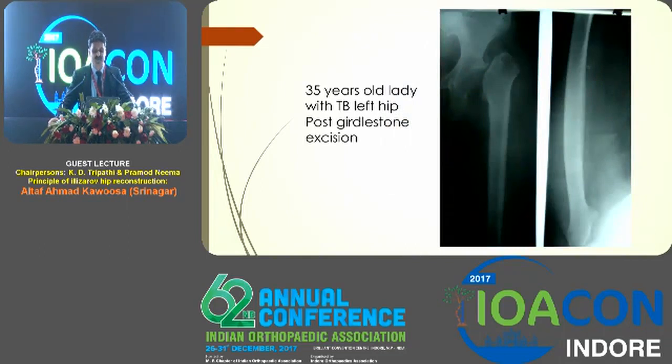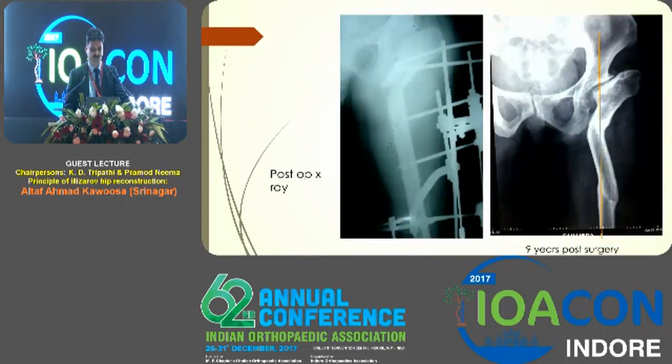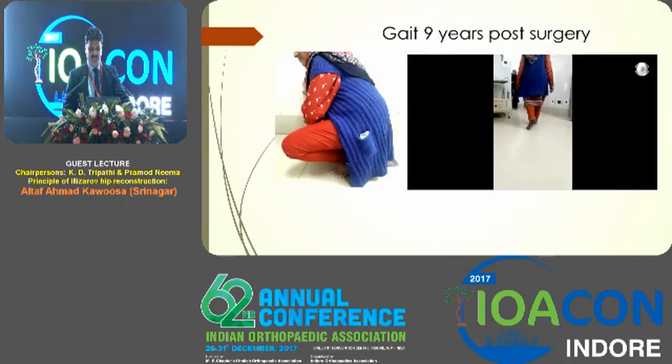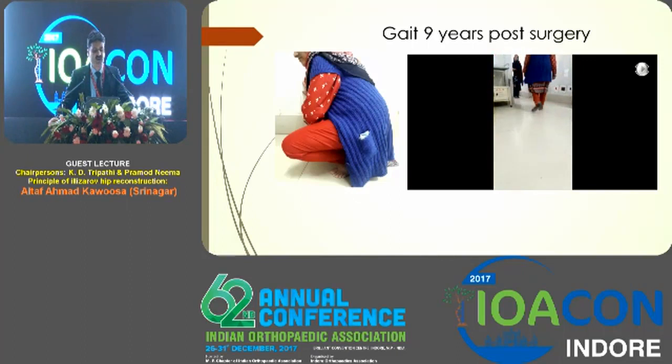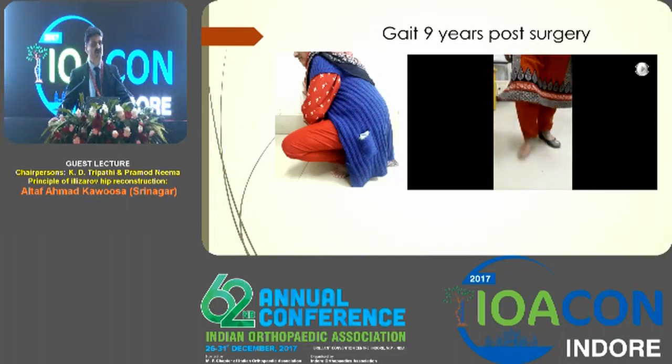35-year-old lady with tuberculosis left hip. This is after post-Girdlestone excision. Post-op X-ray, and this is 9 years post-surgery, doing her routine jobs. Ability to squat and gait. She has 1 centimeter of shortening, which I ignore in view of having an excellent knee range of motion. This is what I routinely do, that monitor the regenerate and monitor the knee range of motion. If it means leaving 5 centimeters short, it would be better than jeopardizing the knee range of motion.